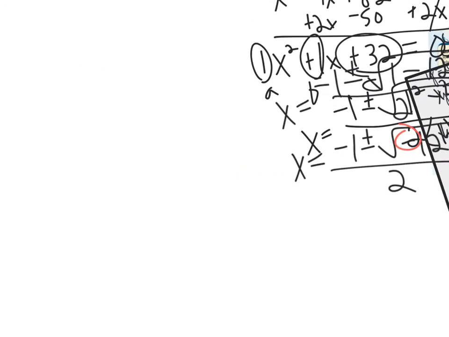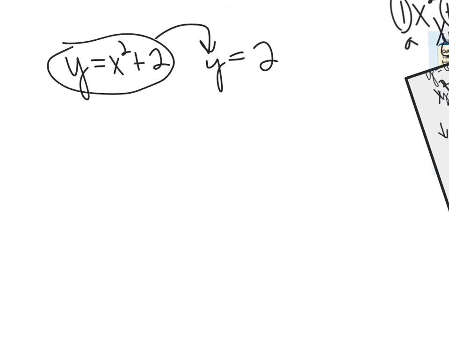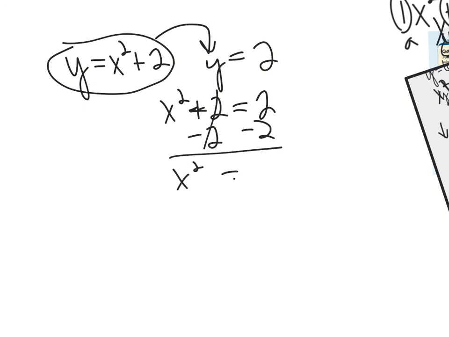Okay, and then let's do one more while we're at it here. So y equals x squared plus 2 and y equals 2. So I'm going to substitute. And notice there's no x term here. Since there's no x term, one option you have is just to get the squared term by itself. And then you can take the square root on both sides. Square root of 0 is 0, whether it's plus or minus.